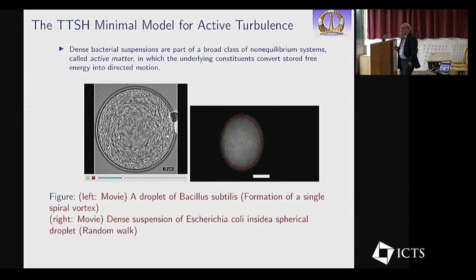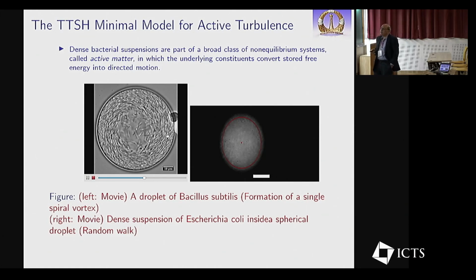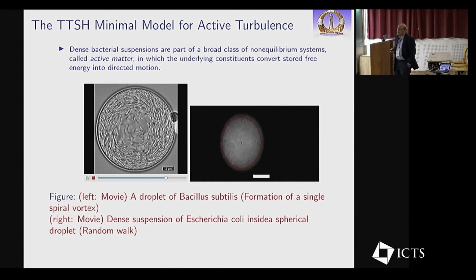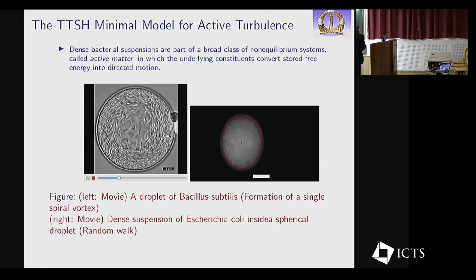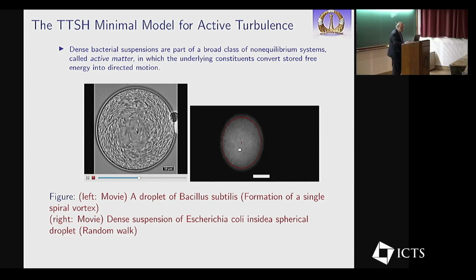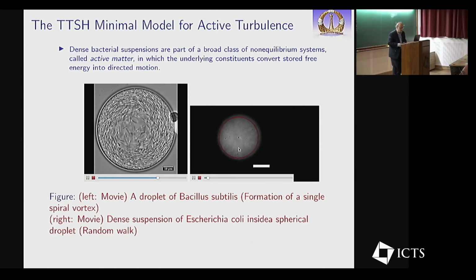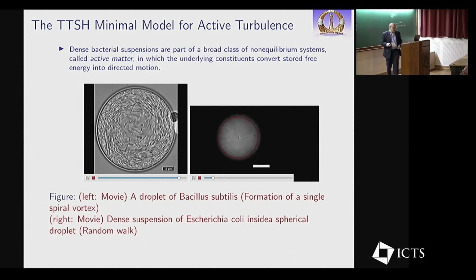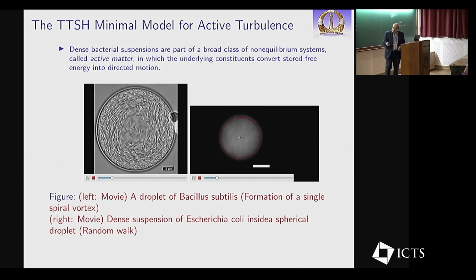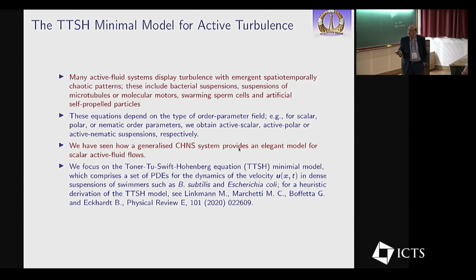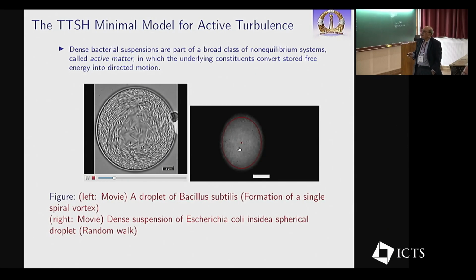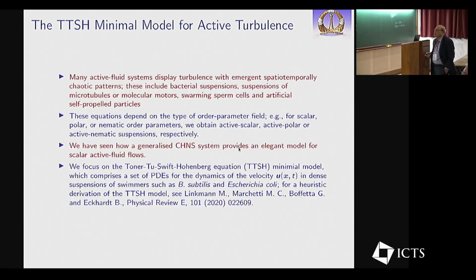And then now let's look at some models for bacterial suspensions. So that's a vortex forming in Bacillus subtilis, and this is a dense suspension of E. coli inside a spherical droplet. So what are the types of models that are around for this? The simplest one is the so-called TTSH model, Toner-Tu Swift-Hohenberg. And why do we have this?